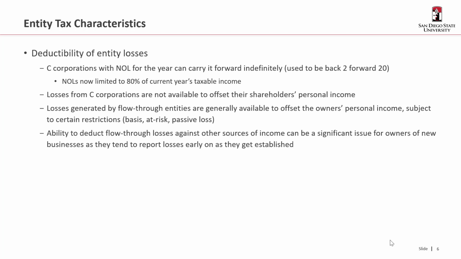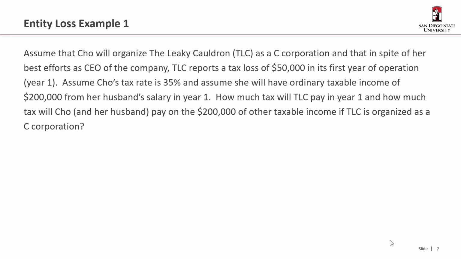So the ability to deduct flow-through losses against other sources of income is a significant issue for a new business because most startup businesses lose money. And as a result, having to generate NOLs and then ultimately wait to recognize those NOLs in a later period may be a less efficient tax strategy than establishing yourself as a flow-through startup originally, so that those losses flow through to you as an owner.